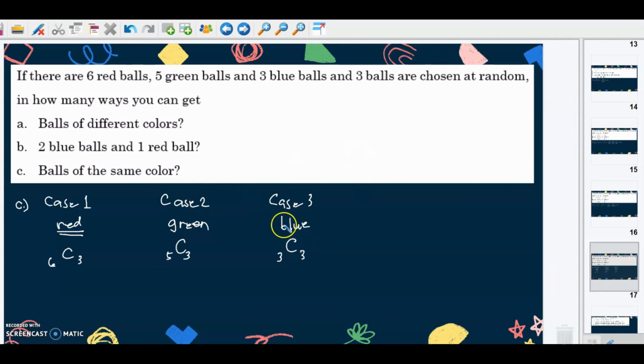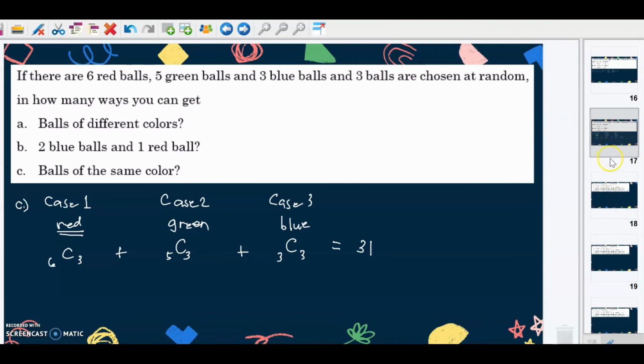Now, what we're going to do with these cases is add all of them. Case 1 is the number of ways you can get 3 red balls, the second case is the number of ways you can get 3 green balls, and the third case is the number of ways you'll get 3 blue balls. So all in all, this is the number of ways you can get balls of the same color. If you add all of these, the answer is 31. So there are 31 ways we can get the balls of the same color.